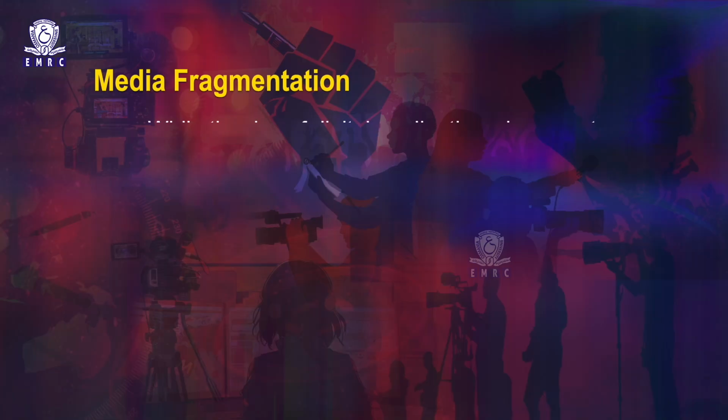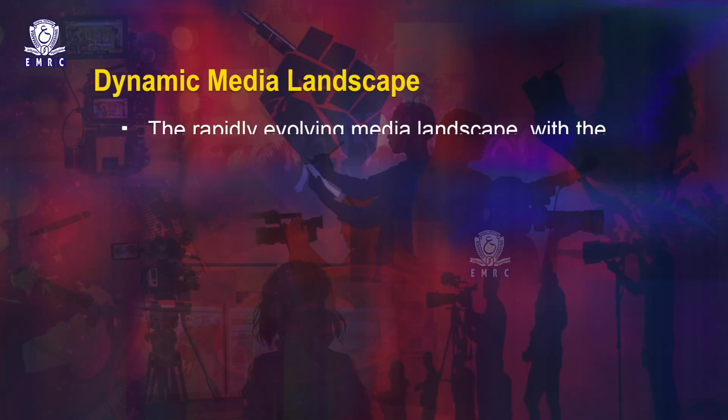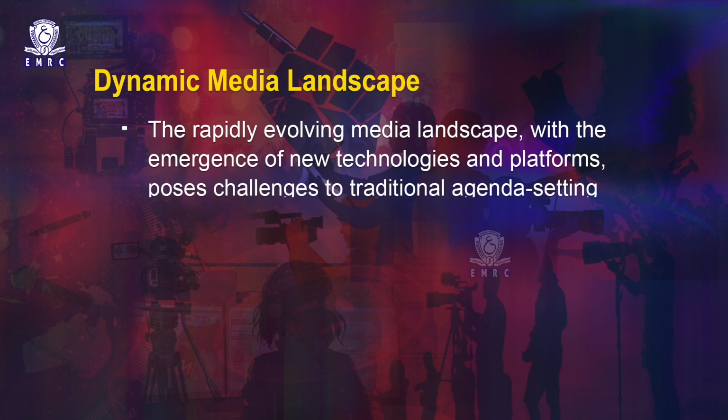Issue ownership and salience. The theory assumes that the media dictates which issues are salient. But some critics argue that certain issues are owned by specific interest groups, political actors, or societal elites. These actors may have a more direct role in setting the agenda for particular issues. Media fragmentation. With the rise of digital media, there is a greater fragmentation of media sources. The theory may struggle to account for the diversity of sources and the potential for conflicting agendas in the digital age.